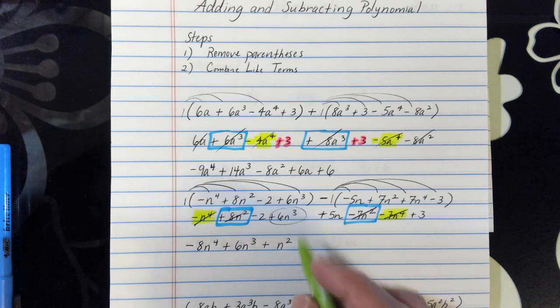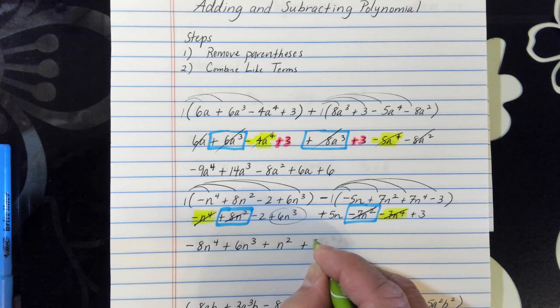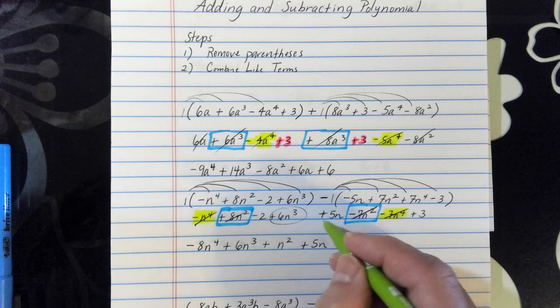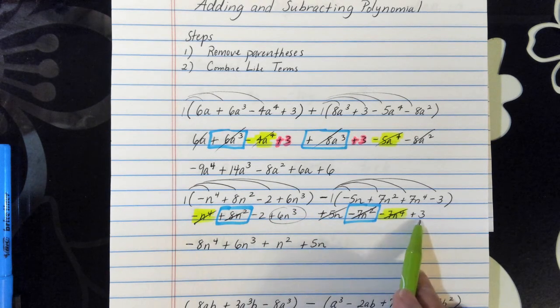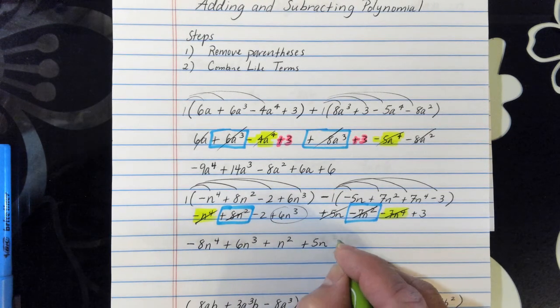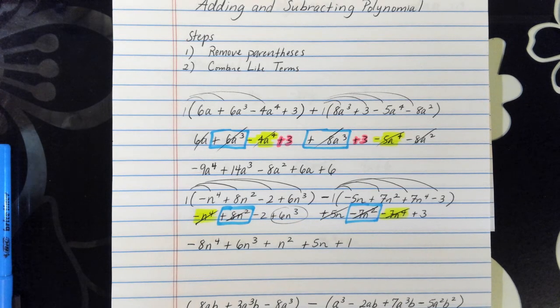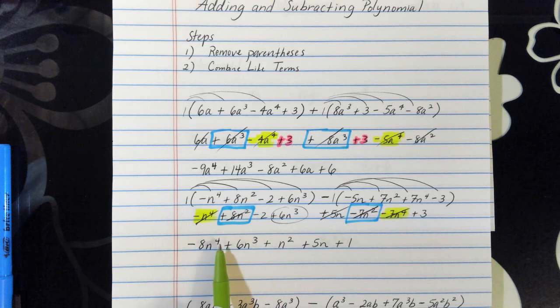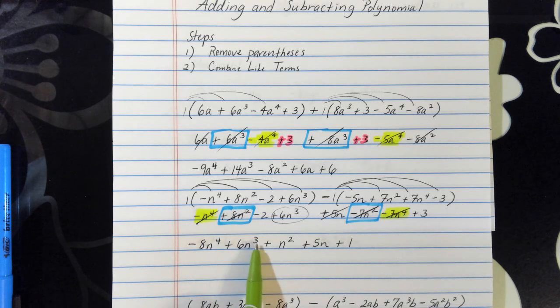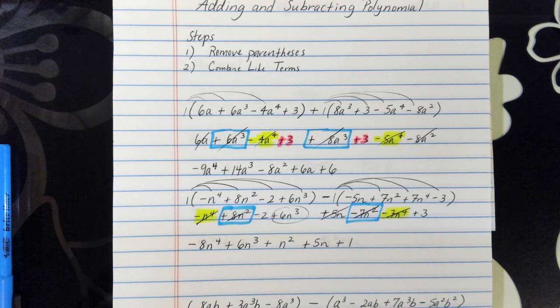Positive 5n is the next thing. And you've got a negative 2 here and a positive 3 there. That makes positive 1. The exponents in the final answer should be in decreasing order: 4, 3, 2, 1. This would actually be n to the 0 if we were to write something.